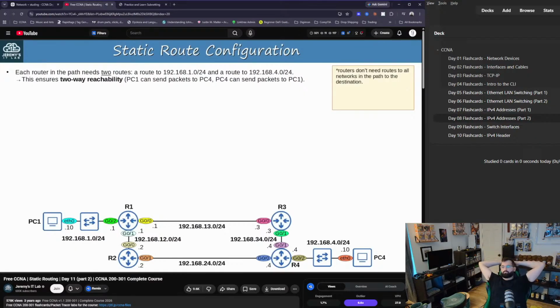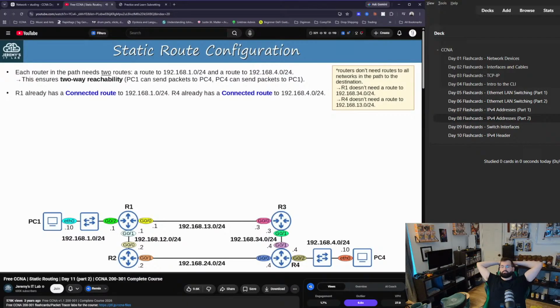It's worth noting that routers don't need routes to all networks in the path to the destination. For example, R1 doesn't need a route to 192.168.34.0/24. It just needs to know, to send packets to 192.168.4.0/24, I should send the packets to R3. R3 will take care of the packets after that. And likewise, R4 doesn't need a route to 192.168.13.0/24. R4 just needs to know, to send packets to 192.168.1.0/24, I should send the packets to R3. R3 will take care of the packets after that.